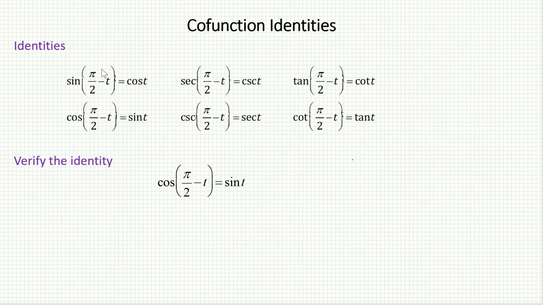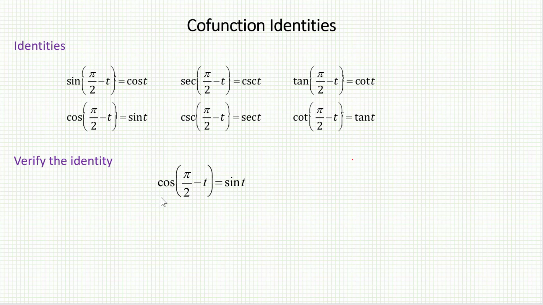So pi over 2 minus t and t are complementary angles. They add up to pi over 2. Well, now that we have the sum and difference identities, we can offer a more formal verification, a more formal proof of these cofunction identities. Let's pick one out and take a look.